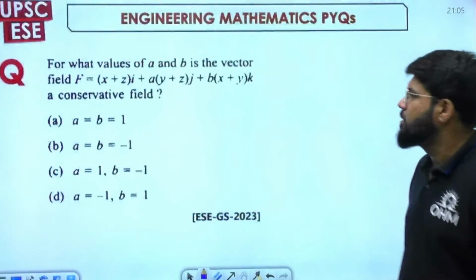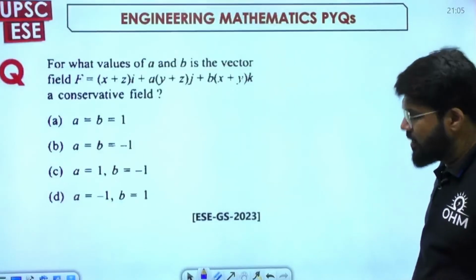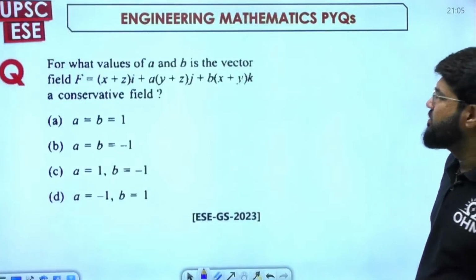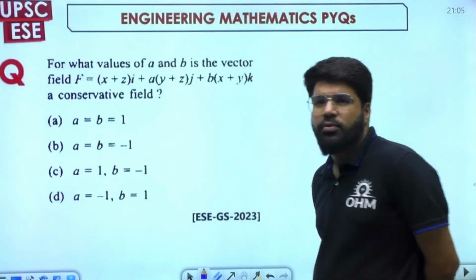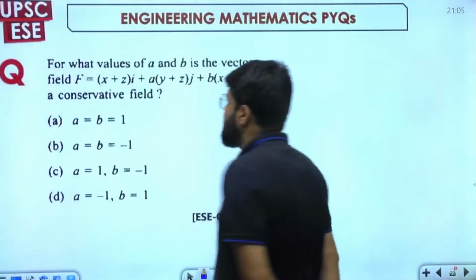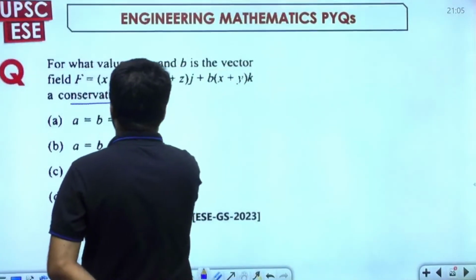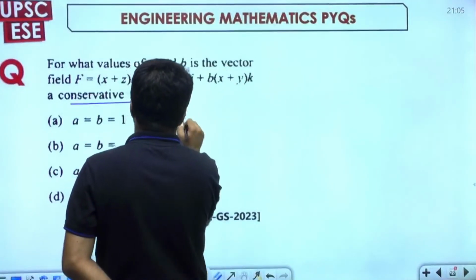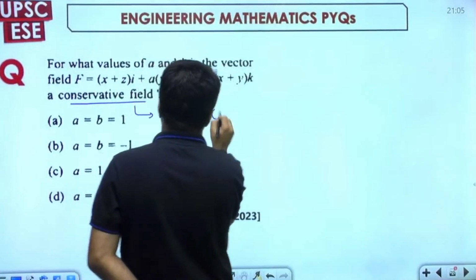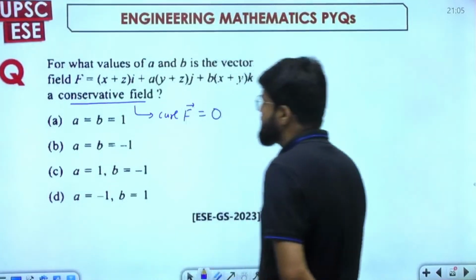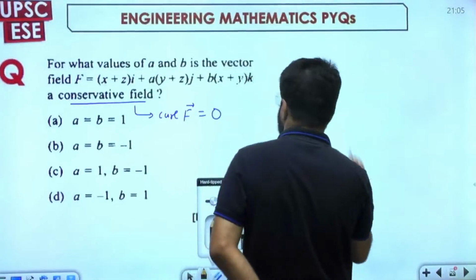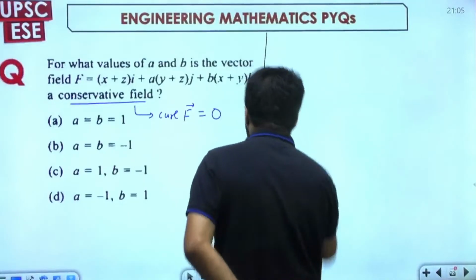Next question. For what values of A and B is the vector field conservative? A vector calculus fundamental question, because if a field is conservative, the curl of f should be equal to 0. If f is conservative, curl of f has to be 0. So what is that curl f formula?